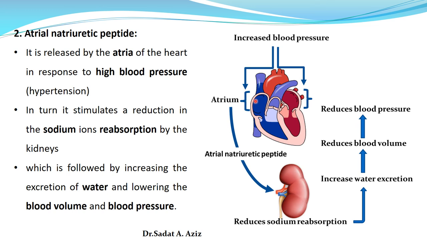In response to what? Look, in response to high blood pressure. The heart releases a hormone which is called atrial natriuretic peptide, and the atrial natriuretic peptide enters the circulatory system and gets into the kidneys, and within the kidney at the tubular cells, they stimulate a reduction in what? In the sodium ion reabsorption by the kidneys.